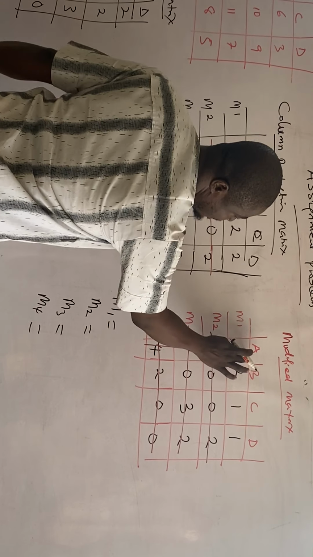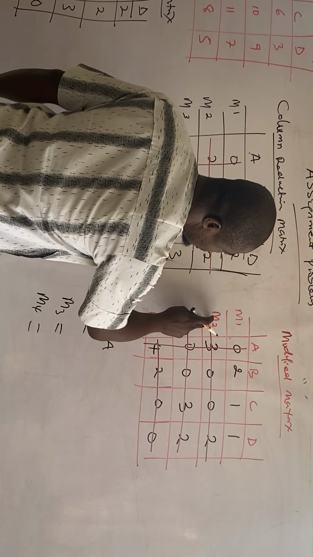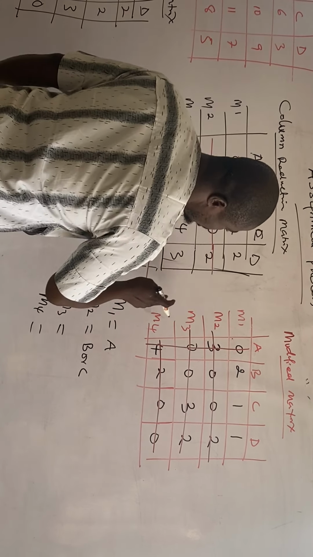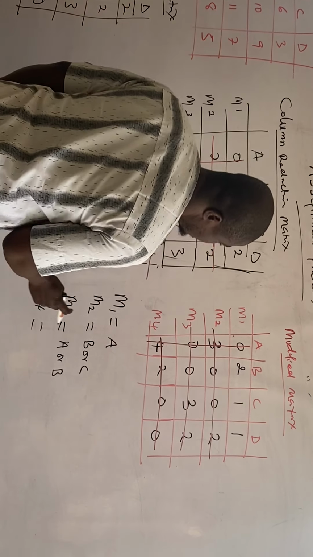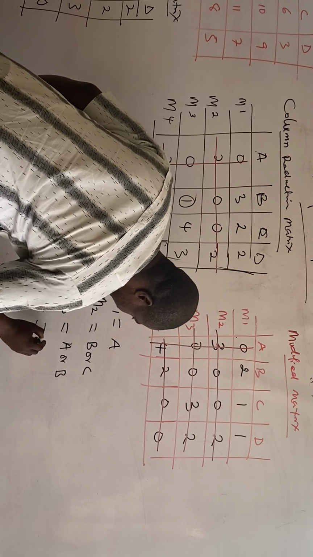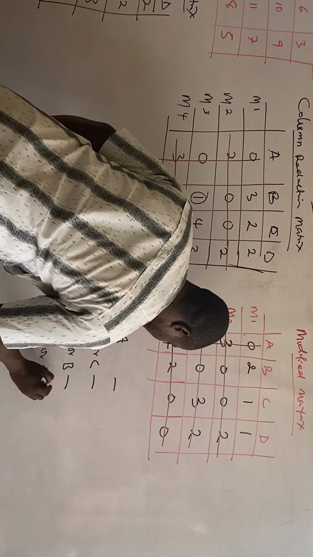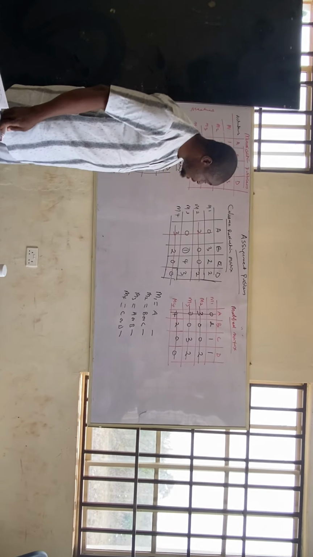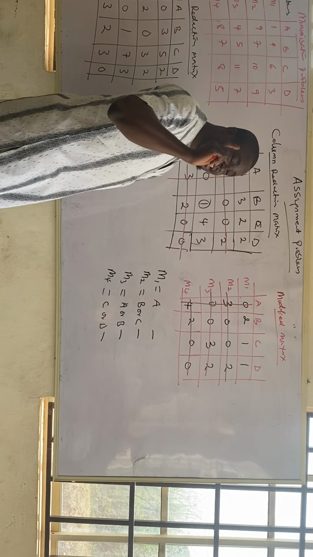To machine 1, wherever you have 0, you can allocate A. To machine 2, you can allocate B or C. To machine 3, you can allocate A or B. To machine 4, you can allocate C or D. Now, since you have options, you scientifically allocate from where you have only one option. I eliminate that option wherever it exists.